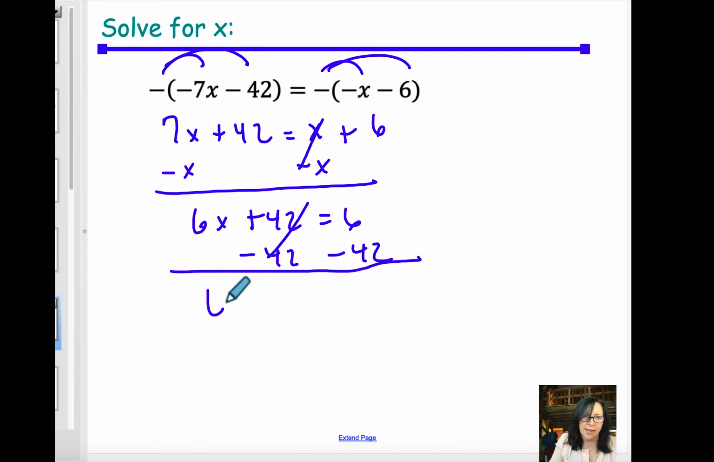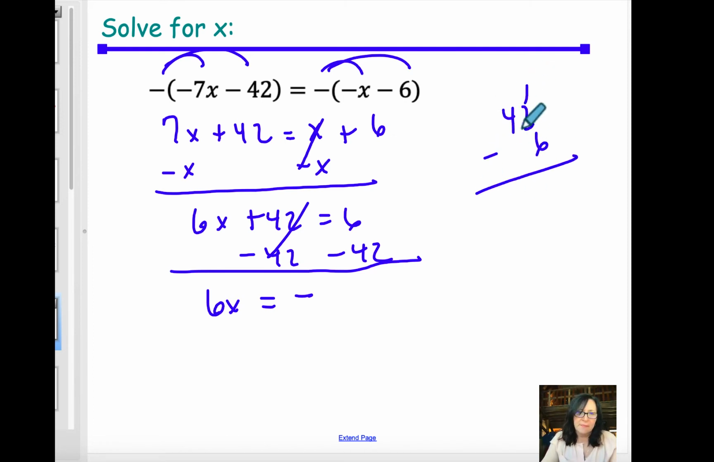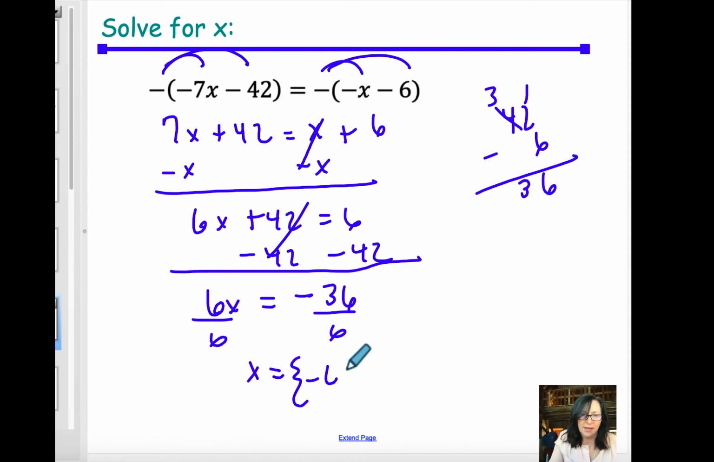This will cancel. I get 6x equals, and again, positive and negative, the negative is higher, so the negative value of the number is higher. So I'm going to go on the side and go 42 minus 6, borrow, and I'm going to get 36. This is going to be negative, because the 42 is negative, it's a higher value, so negative 36. Divide by 6 on both sides, and I get x is equal to negative 6. So this is the answer for problem number 4.